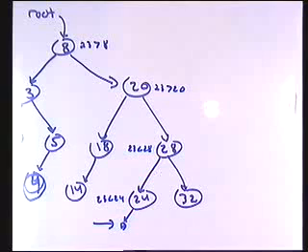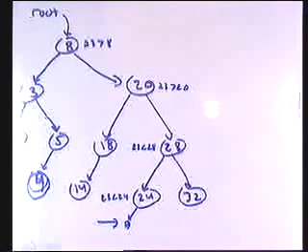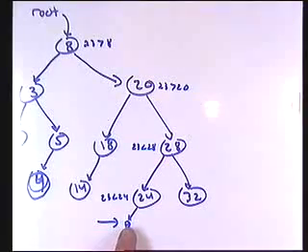23 was greater than 8. 23 was greater than 20. It was less than 28. It was less than 24. And then we hit a null. And what that means is there's nothing to search for in this subtree.